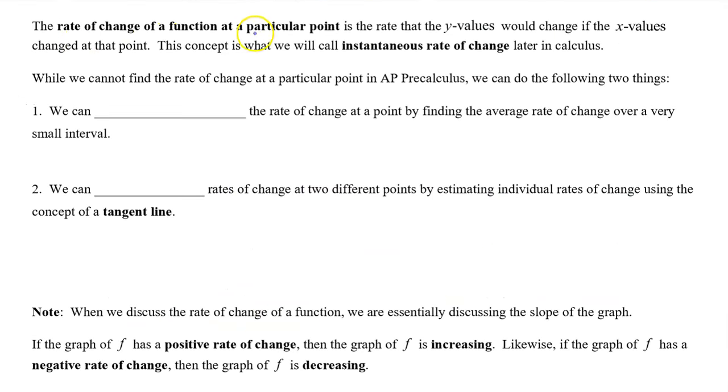The rate of change of a function at a particular point is the rate that the y values would change if the x values changed at that point. This concept is what we will call instantaneous rate of change later in calculus. While we cannot find the rate of change at a particular point in AP Precalculus, we can do the following two things. We can either estimate the rate of change at a point by finding the average rate of change over a very small interval, like we just did, or we can estimate the rate of change at a point by estimating the slope of a tangent line.